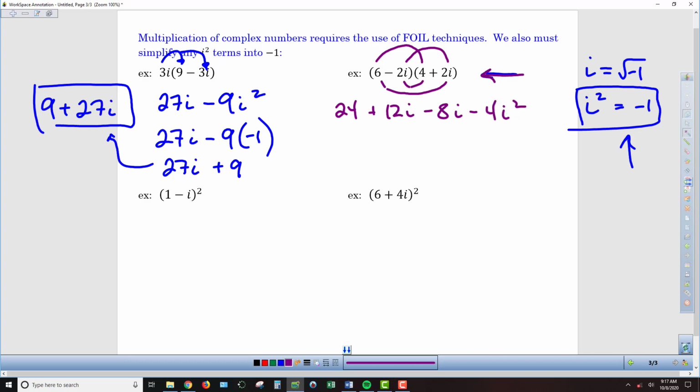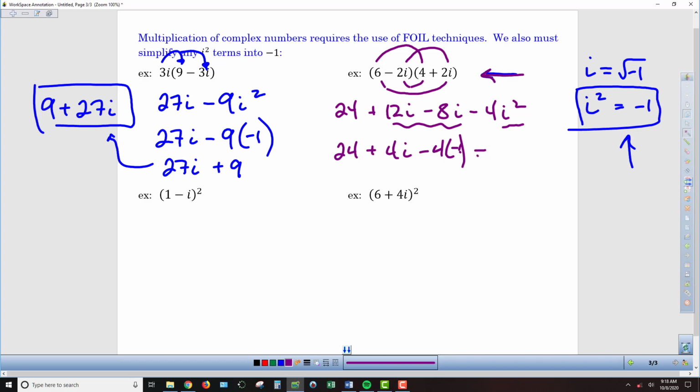So now I've got a few things to do here. Number one, I've got some like terms in the middle that I'm going to combine. But then I also have this i squared again that I need to change into a negative 1. So I've got 24, we'll keep that there. 12i minus 8i gives us 4i. And then I've got negative 4 times i squared gets swapped out for a negative 1. So we've got negative 4 times negative 1.